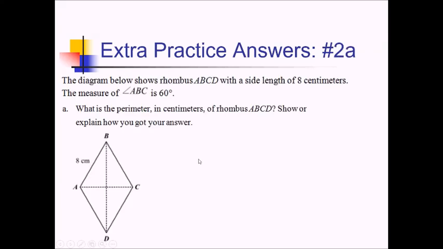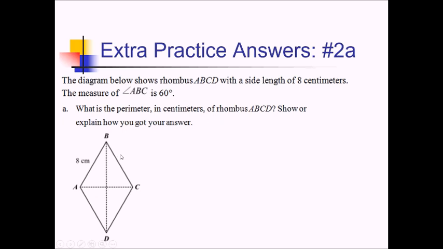On this open response problem, designed to test our knowledge of geometry, we have a diagram with rhombus ABCD, and we have a side length of 8 centimeters. We're also told that the measure of angle ABC, that's this top angle here, is 60 degrees. First question, first part, we want to know the perimeter in centimeters of the rhombus.